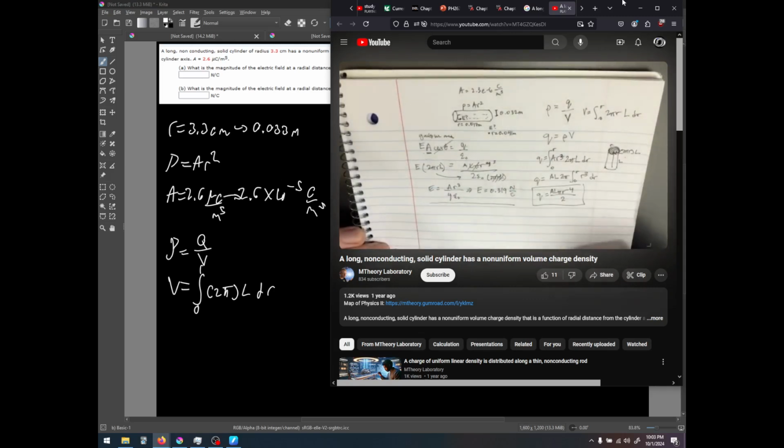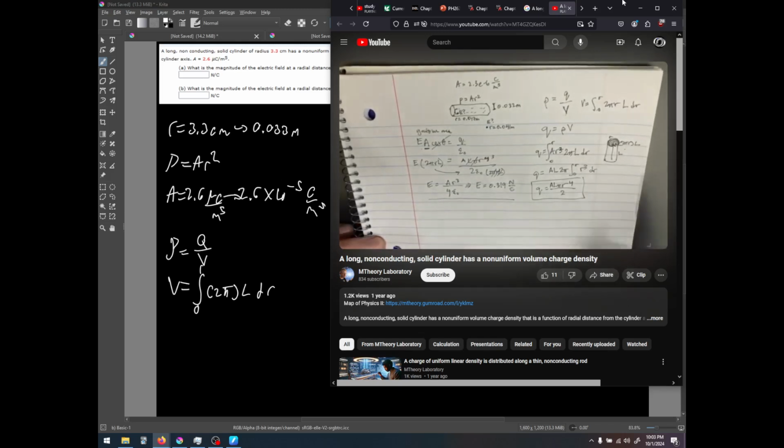And the second time, we're going to be using a very similar type of approach. But this time, let's realize that when you integrate this, it equals a power of 5 over 4.